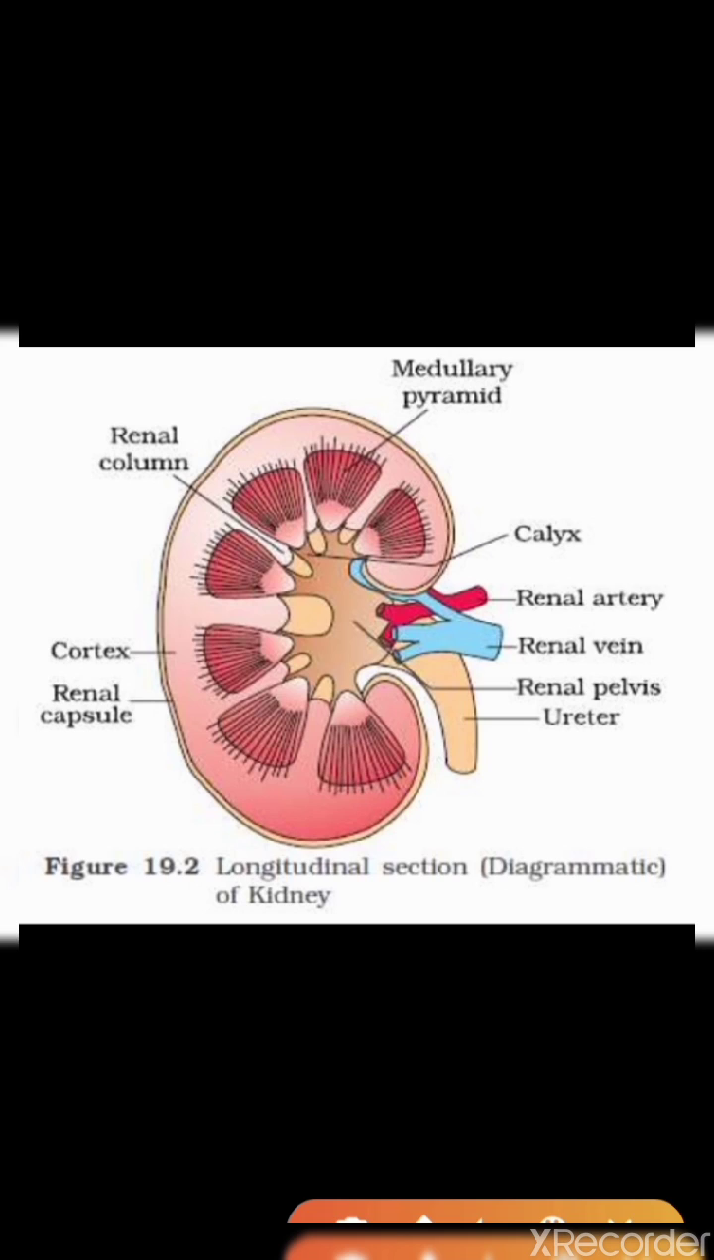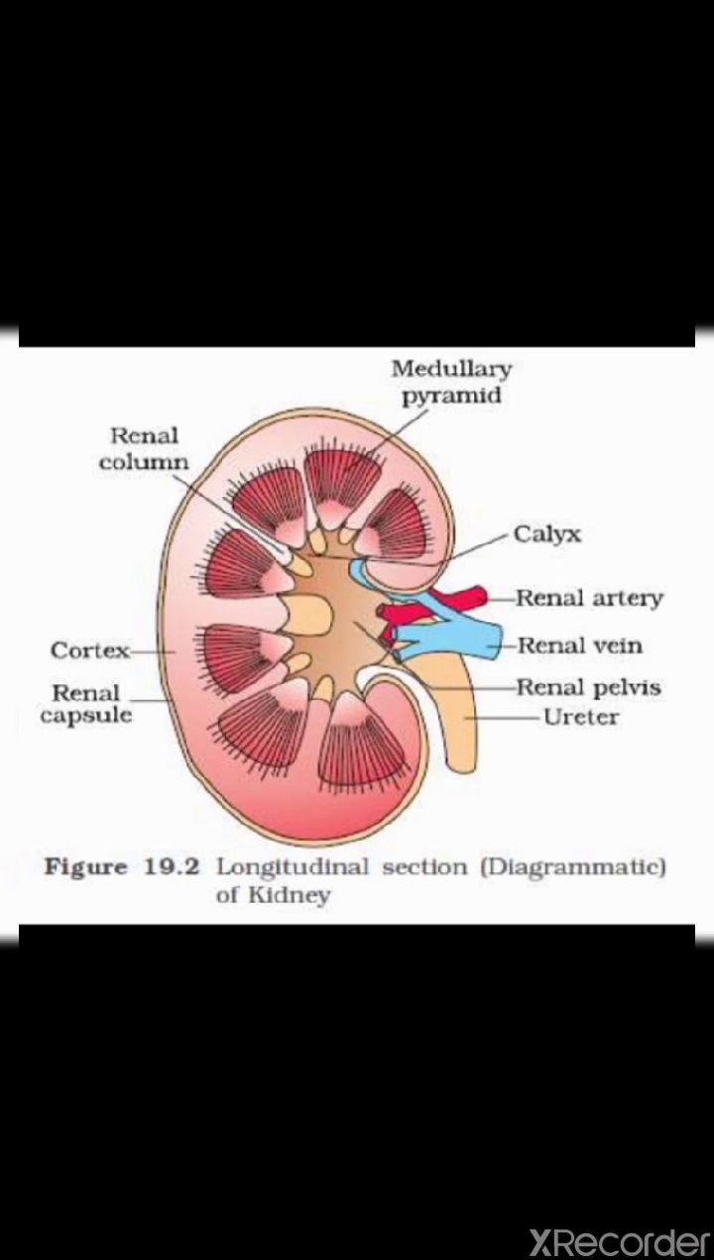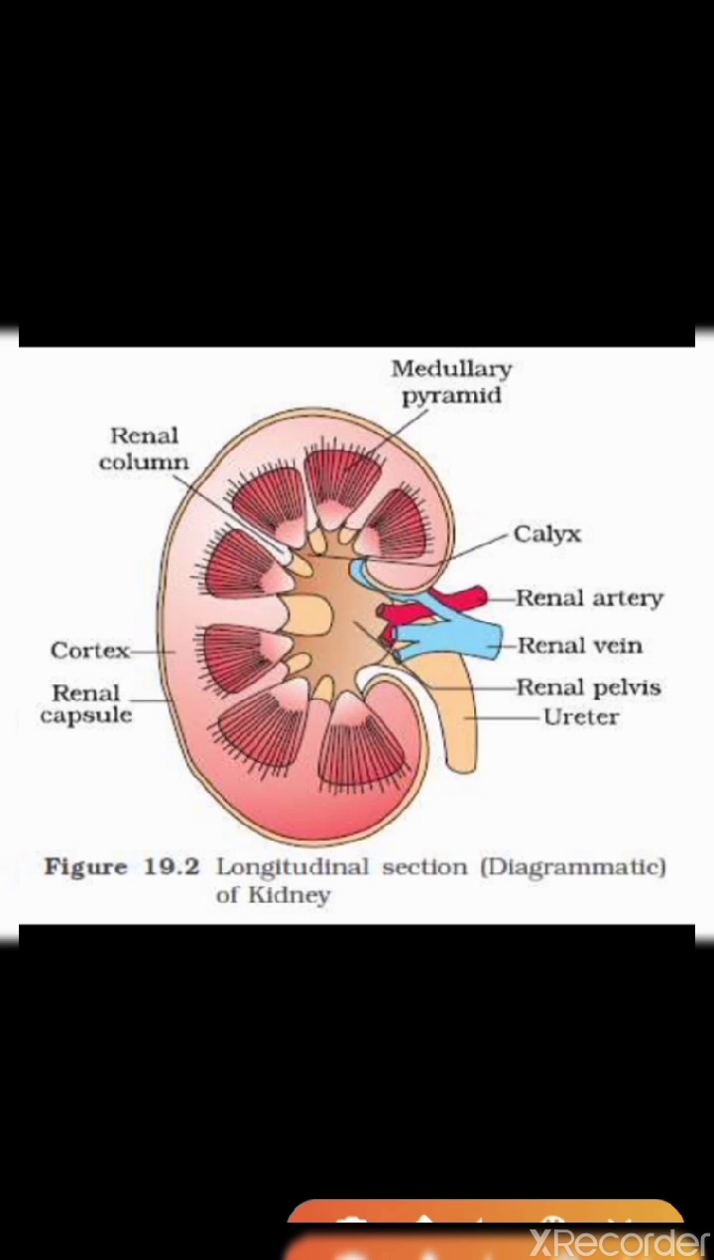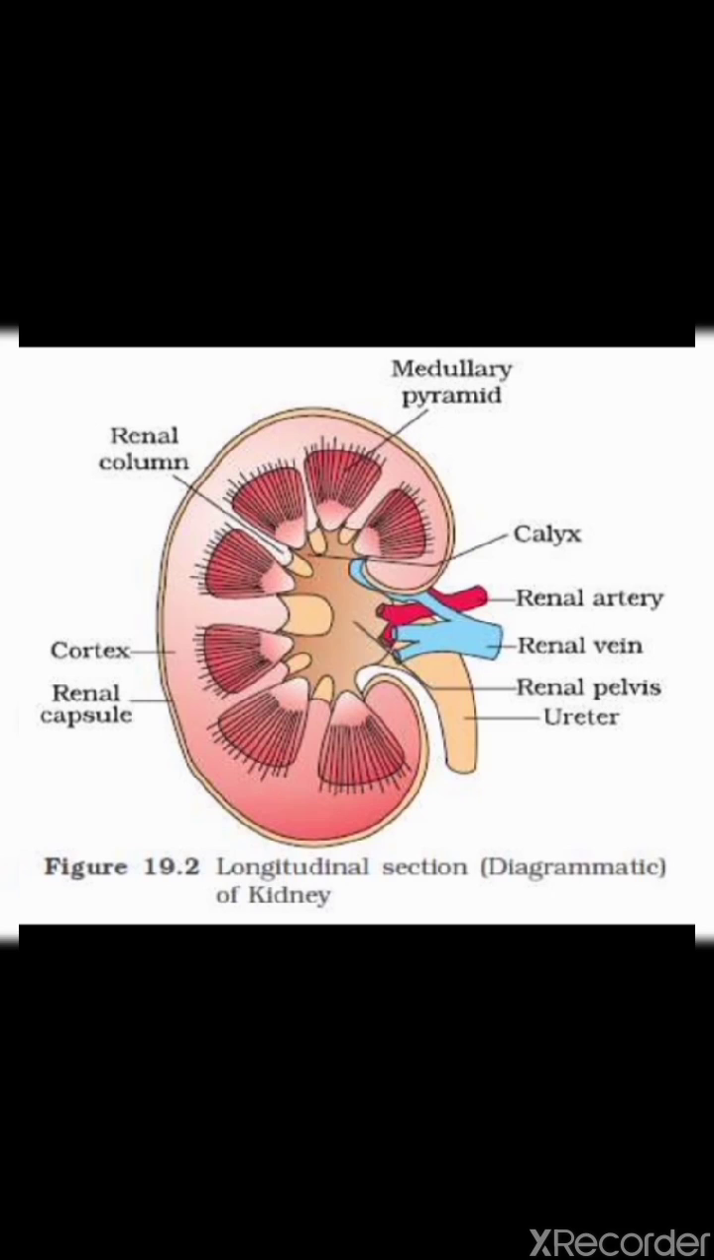Here you can see the renal pyramids. In between two adjacent renal pyramids, this part is known as the renal column, or column of Bertini. I hope, class, the structure of the kidney is clear to you.